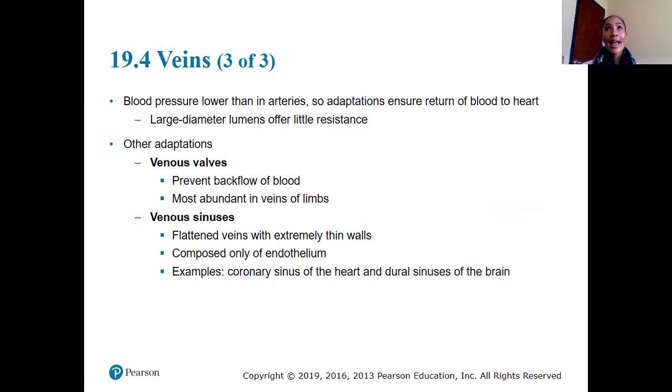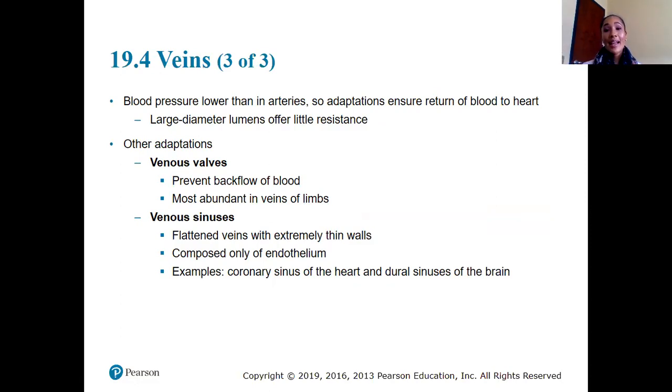We have other adaptations, or other features, that assist in carrying this blood back to the heart. Number one, we have venous valves. Valves prevent the backflow of blood, basically meaning that instead of blood flowing back into tissues, these valves ensure it continues toward the heart. They are most abundant in veins of the limbs, especially our legs, where the veins keep blood flowing up and against gravity instead of flowing back with gravity.